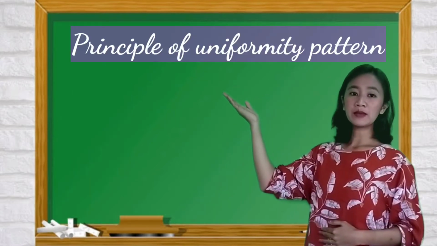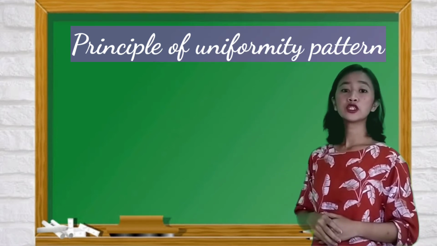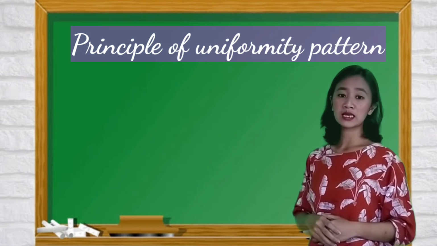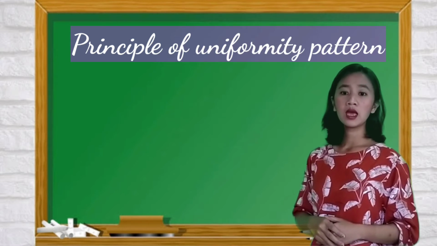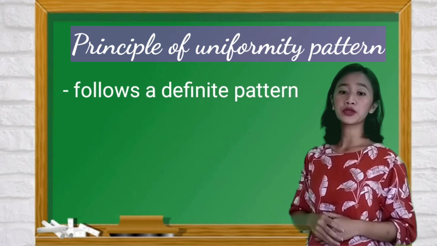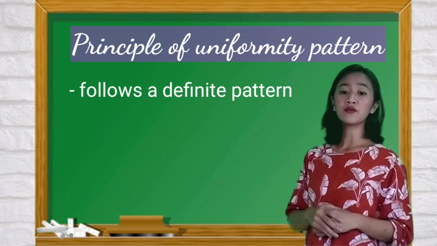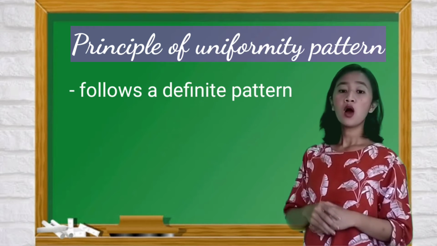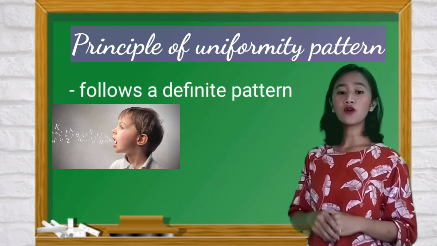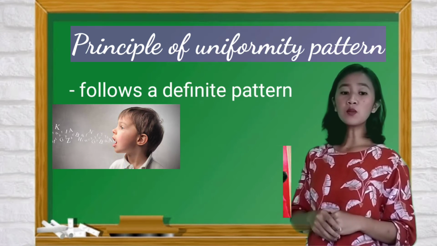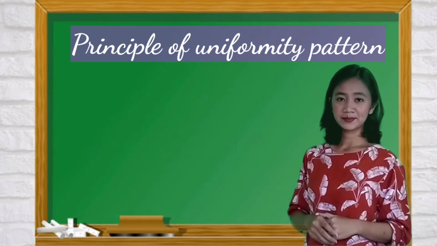Principle of uniformity of pattern. Although development does not proceed at a uniform rate and shows marked individual differences with regard to the process and outcome of various stages of development, yet it follows a definite pattern in one or the other dimension, which is uniform and universal with respect to the individuals of a species. For instance, the development of language follows a somewhat definite sequence quite common to all human beings.